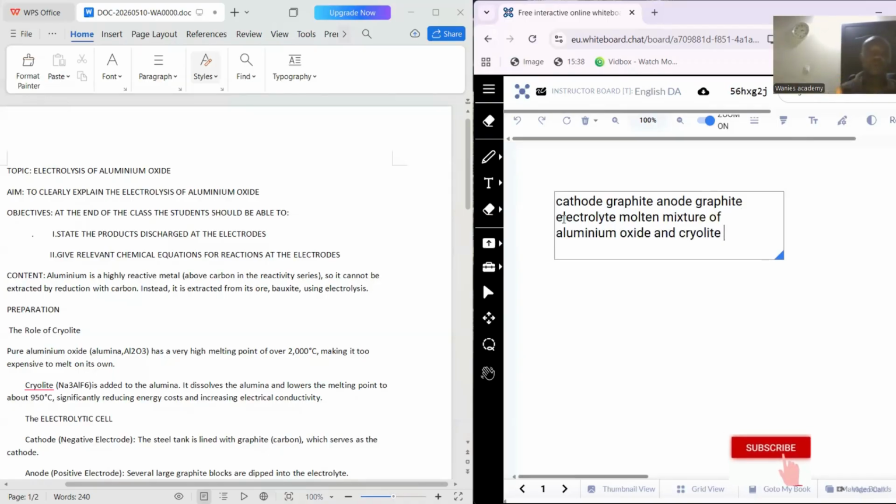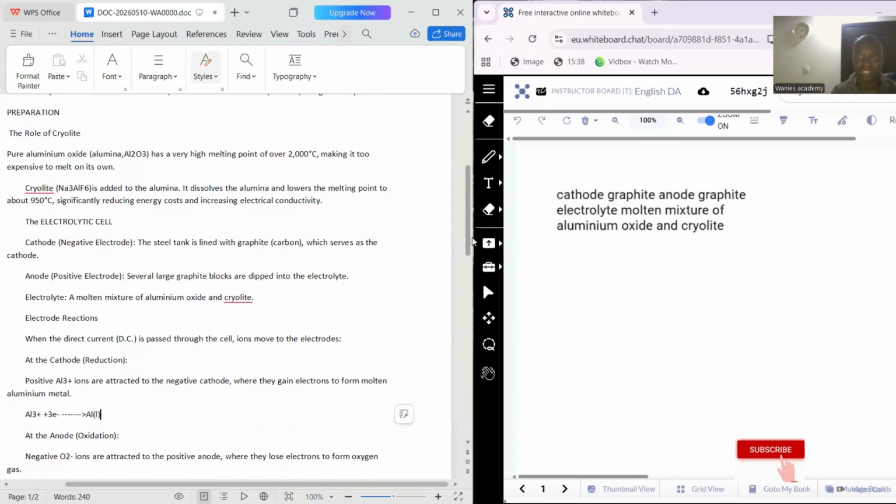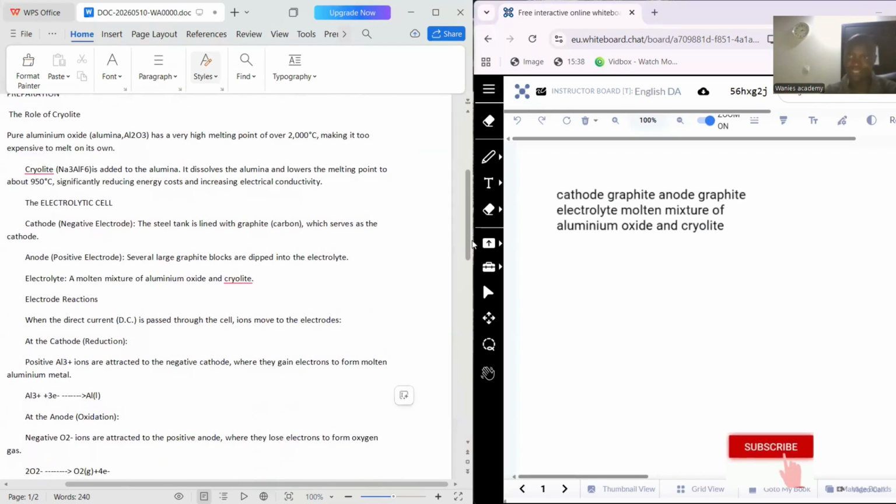All right, so now let's go to the electrolysis proper. A direct current, a DC, is passed through the cell. When the DC is passed through the electrolytic cell, the migration of the ions starts taking place.